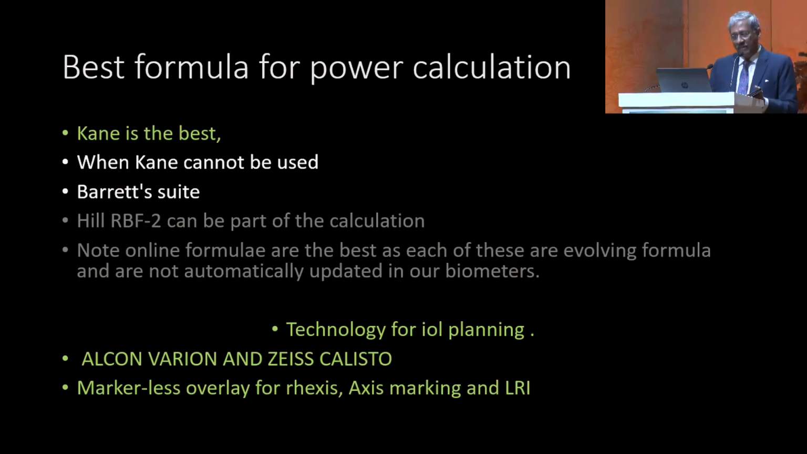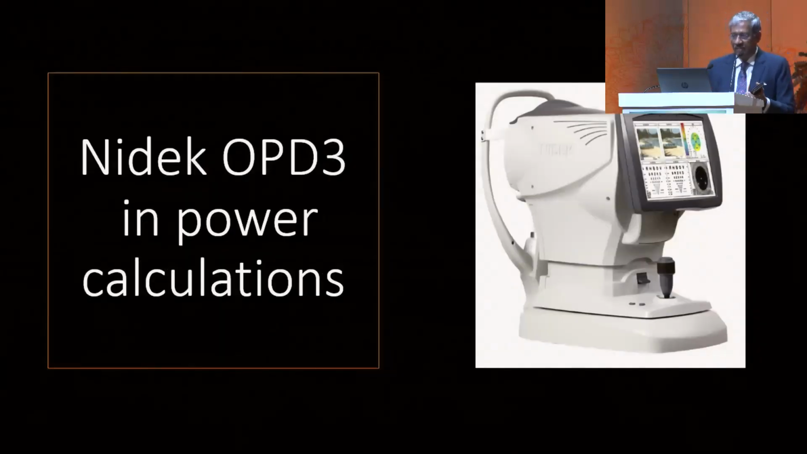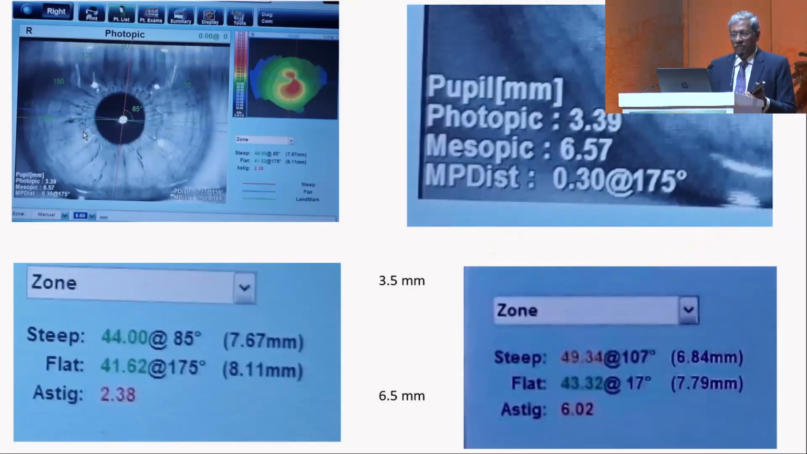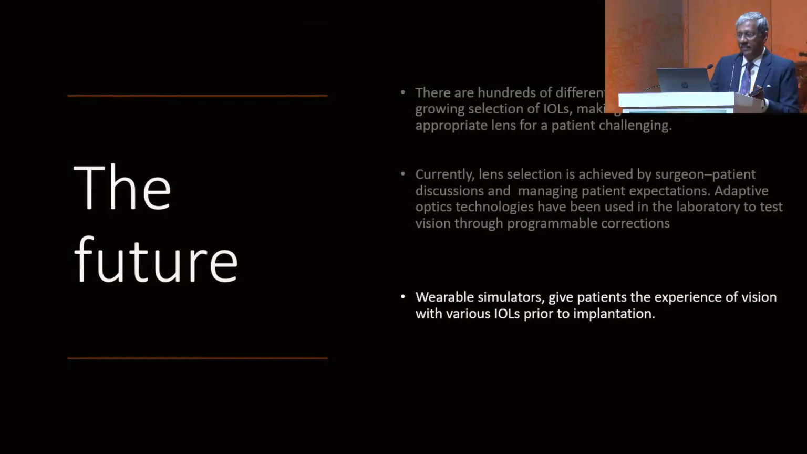And if you have access to the Alcon Varion or Zeiss Callisto, you can do markerless overlay to improve the location and shape of your rexis, and you can also do axis marking with that. Using a topography is also important because it will help you to pick up a keratoconus like this. Otherwise, you will end up treating the central part with a 2.38 cylinder and miss out the much larger cylinder that shows up, a 6 cylinder, when the pupil dilates. So photopic and mesopic powers will differ in eyes with irregular corneas.